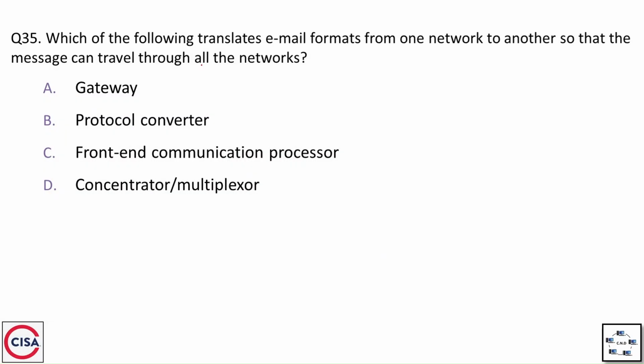Question number 35. Which of the following translates email formats from one network to another so that the message can travel through all the networks? Option A, gateway. Option B, protocol converter. Option C, front-end communication processor. And option D, concentrator or multiplexer. And the correct option is option A, gateway.